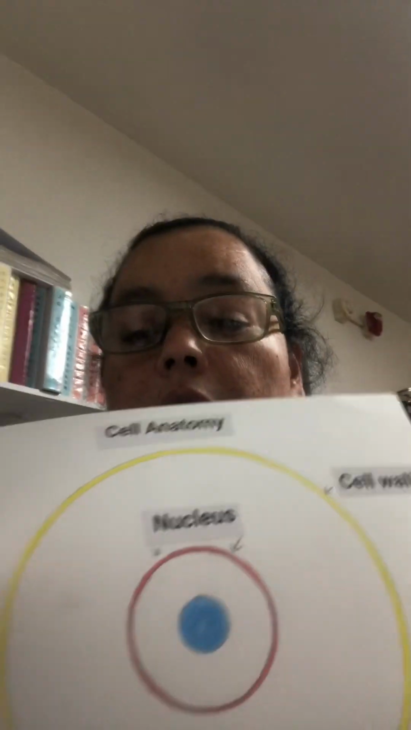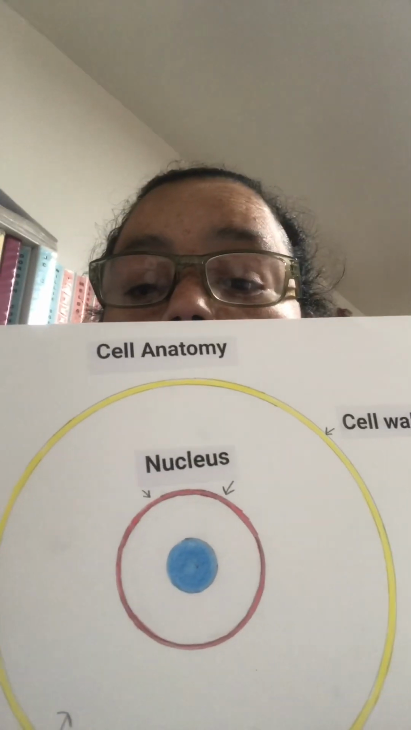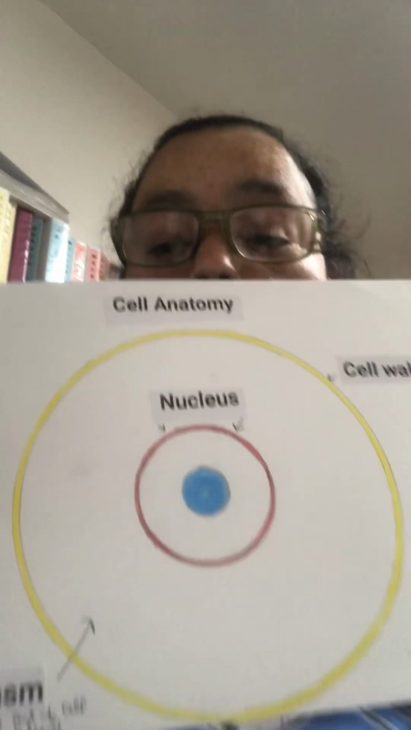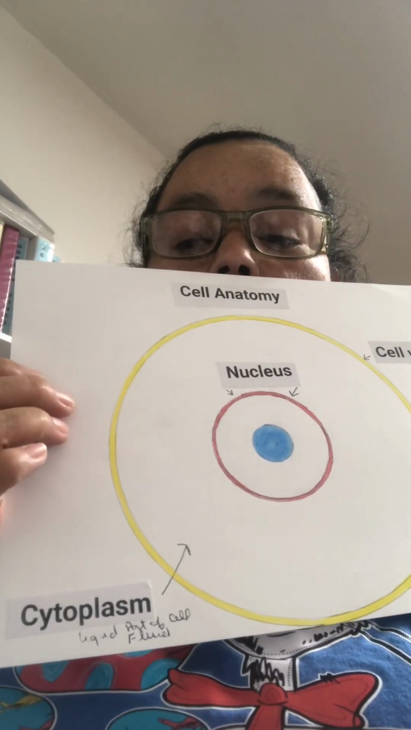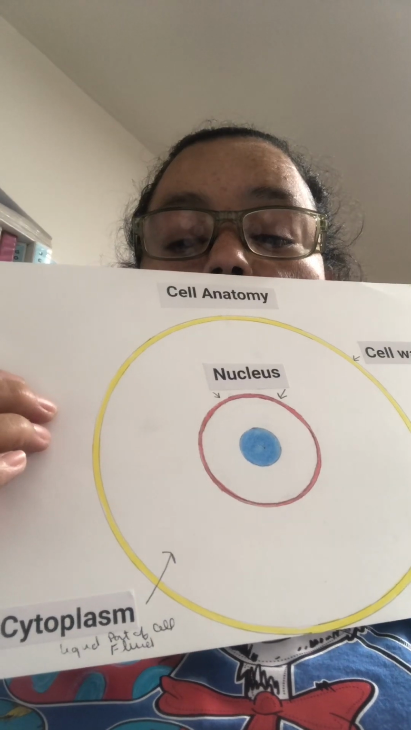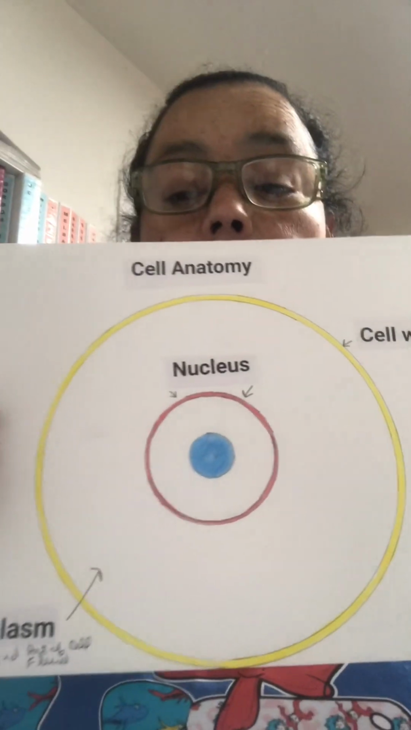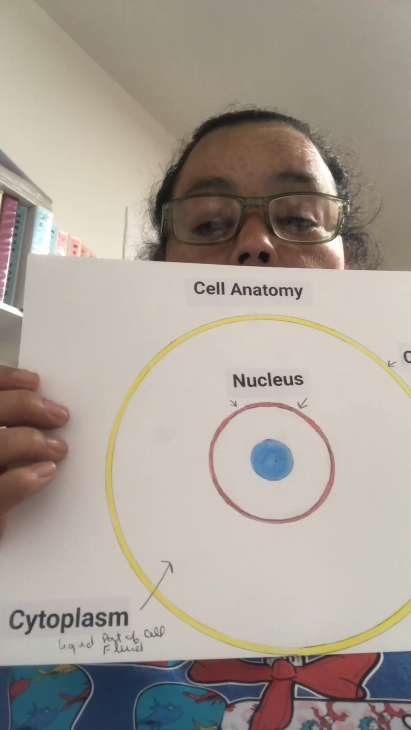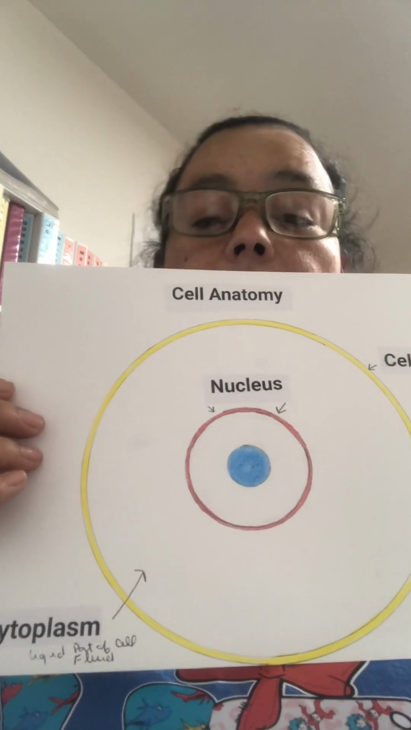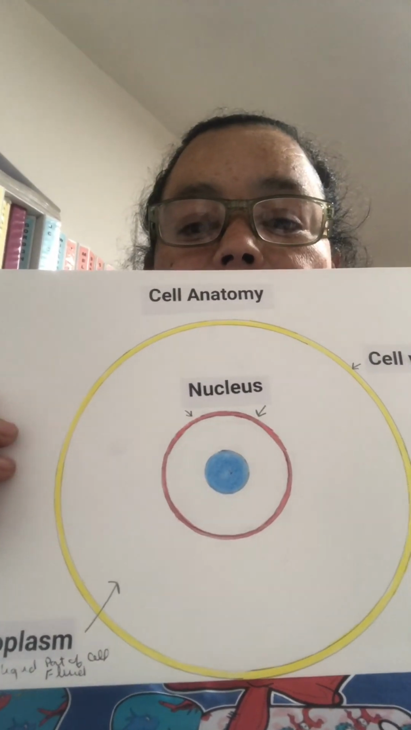Cell membranes. I made a diagram of my cell, with my nucleus, my cell wall, and cytoplasm. This is where the fluid part of the cell is. My diagram, sorry.